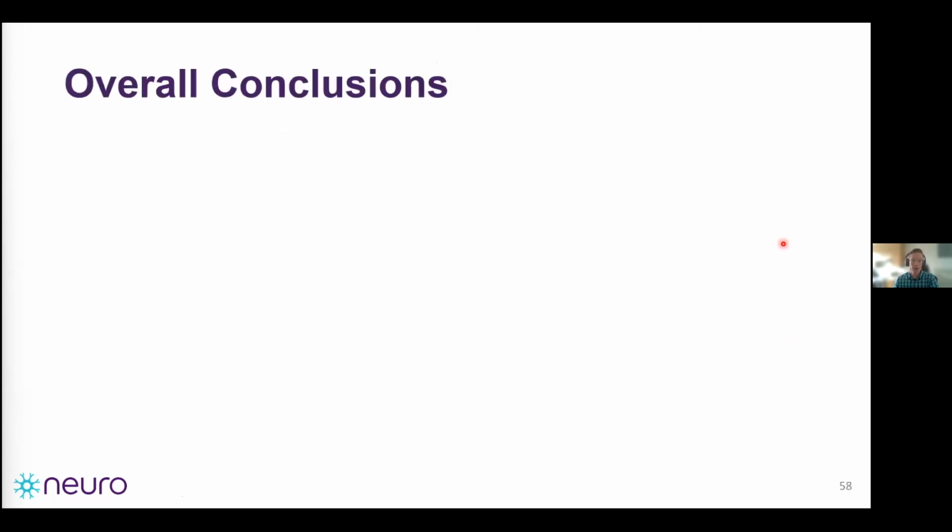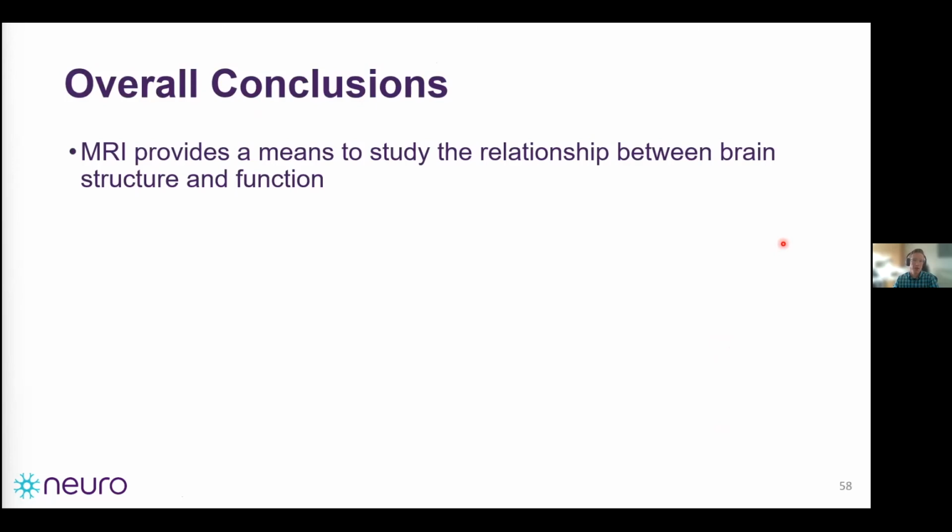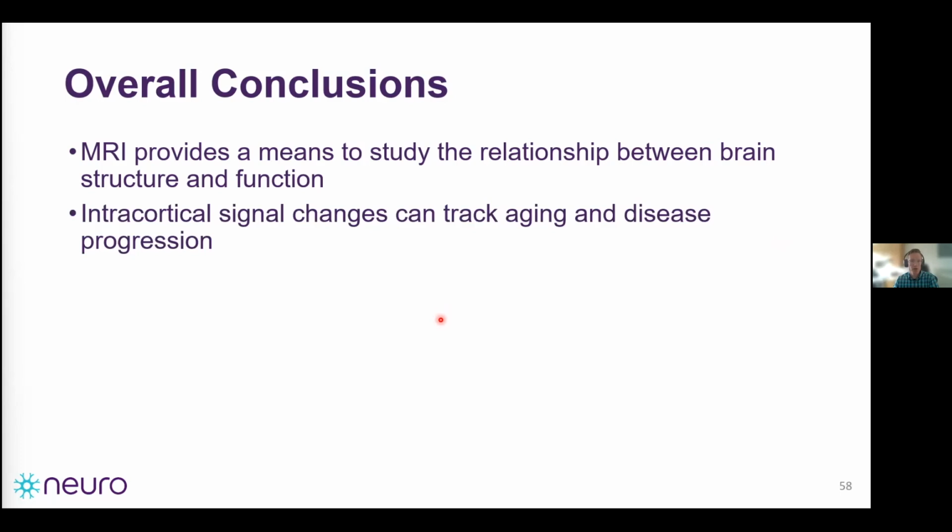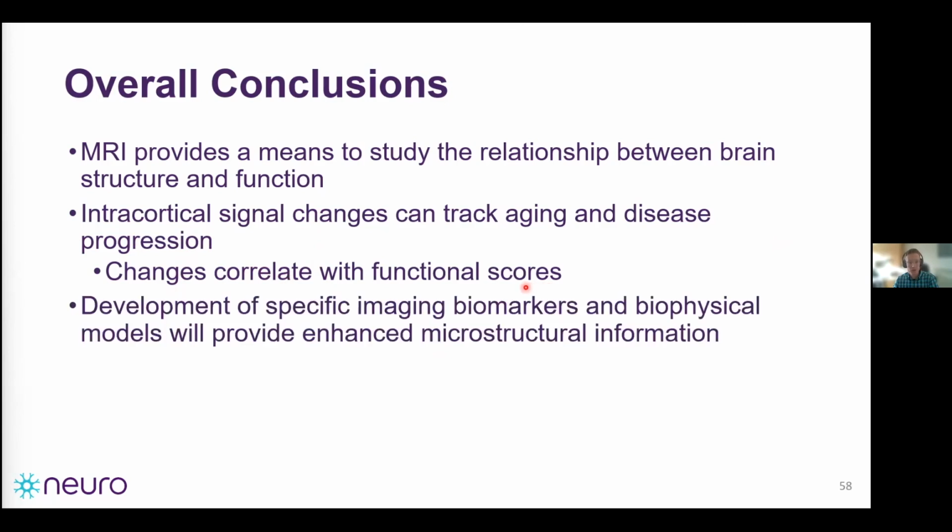So wrapping up, MRI provides a means to study the relationship between brain structure and function, and intracortical signal changes can track aging and disease progression, which makes it very interesting to study. Additionally, these changes that we see can correlate with functional outcomes. So ultimately, the development of specific imaging biomarkers and biophysical models will provide enhanced microstructural information while making it specific and removing hardware-induced variations in the data.